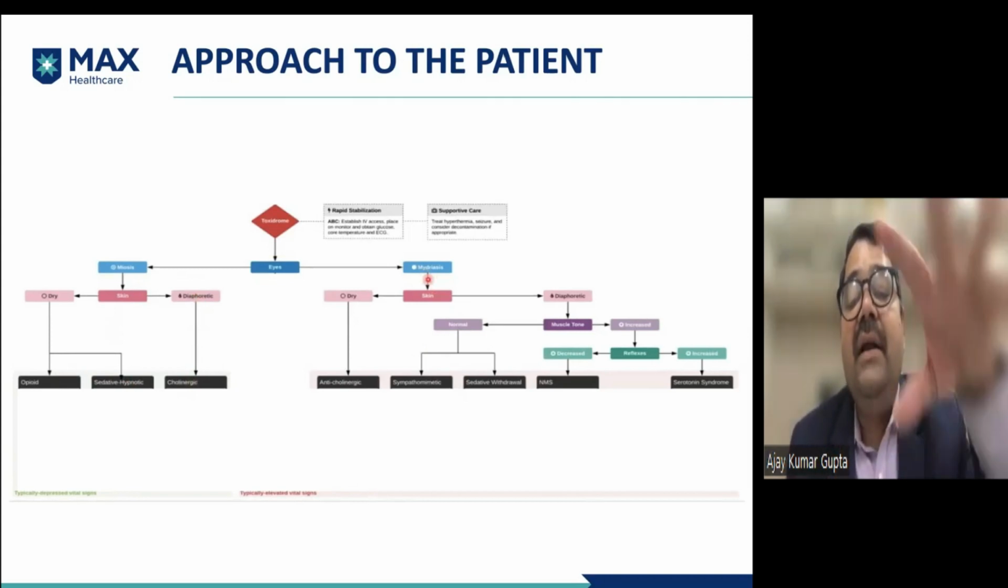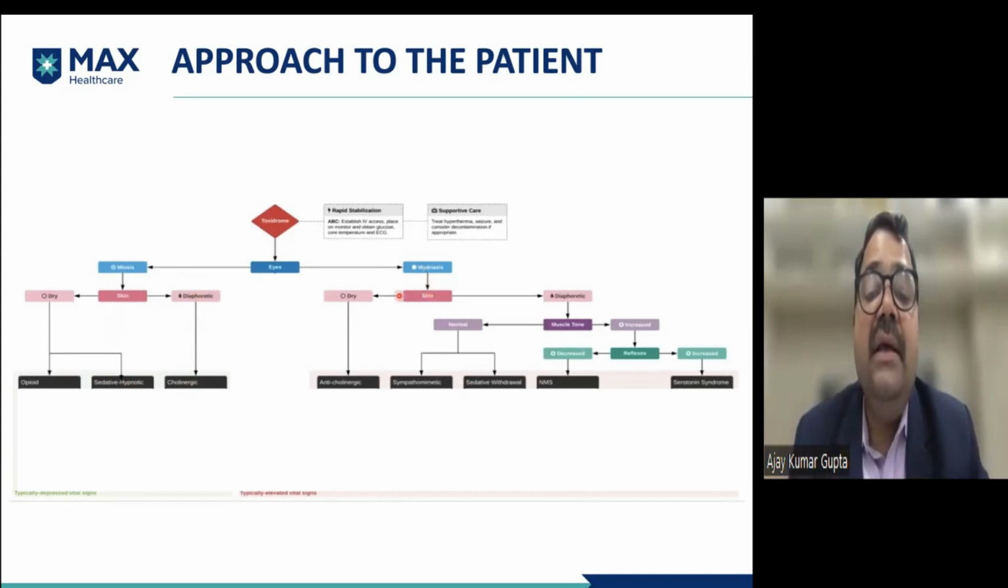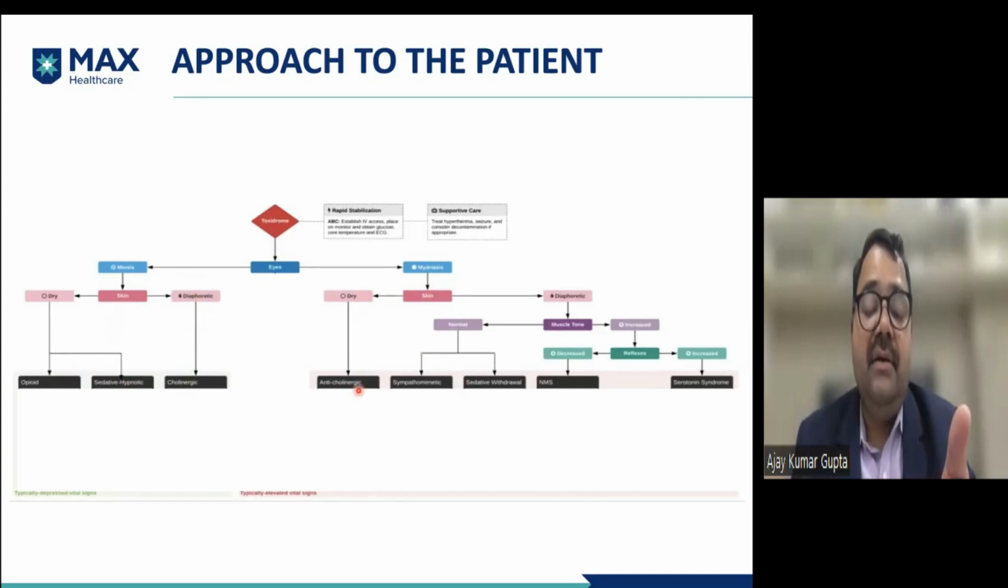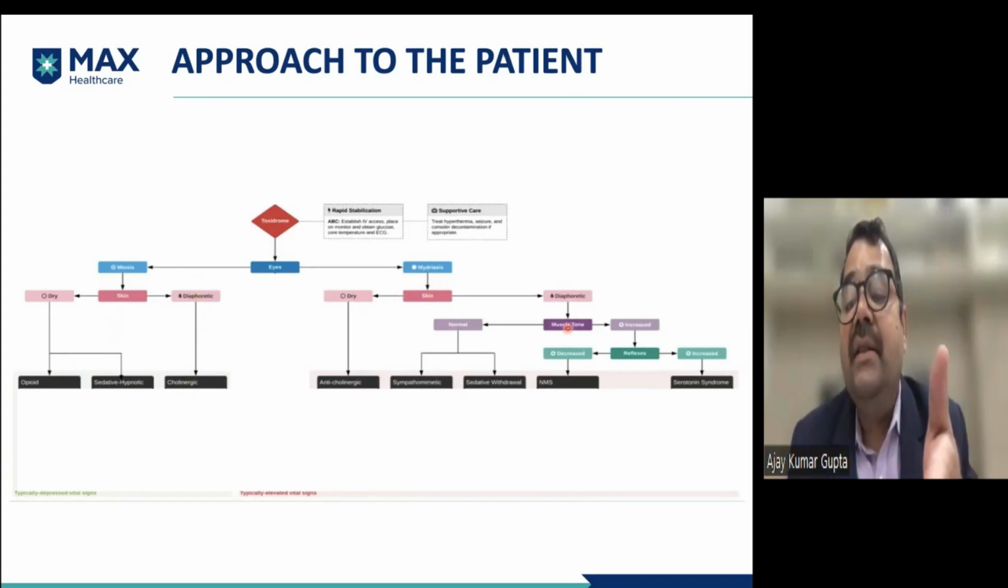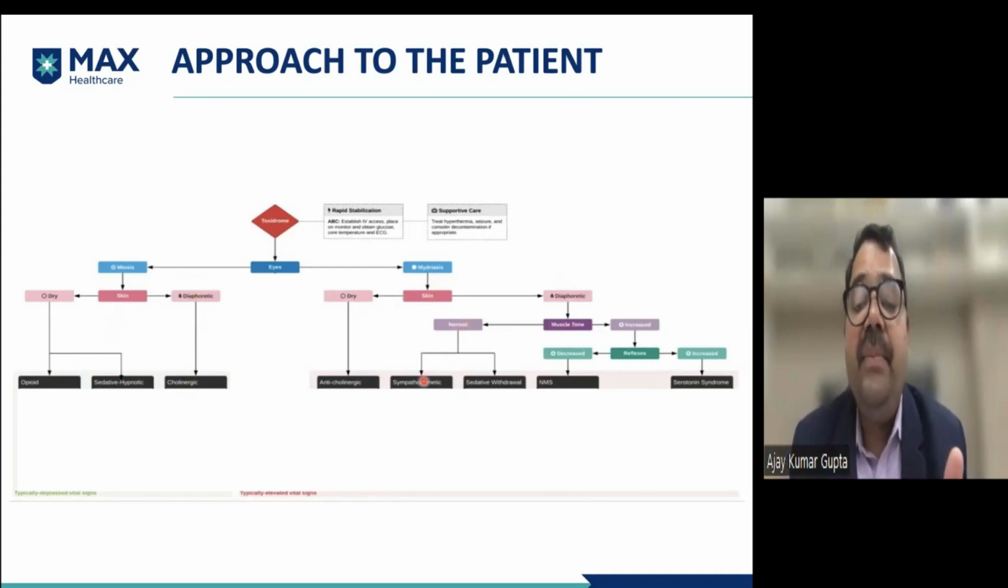Now we see a dilated pupil, so the patient is having mydriasis. Then you go for the skin. If the patient is having dry skin, then it is anticholinergic toxidrome. But if the patient is having diaphoresis, then you see the muscle tone. If the muscle tone is normal, then the patient may have a sympathomimetic or sedative withdrawal.